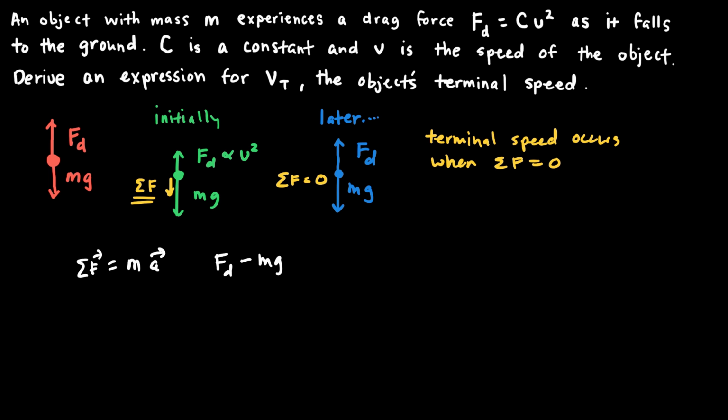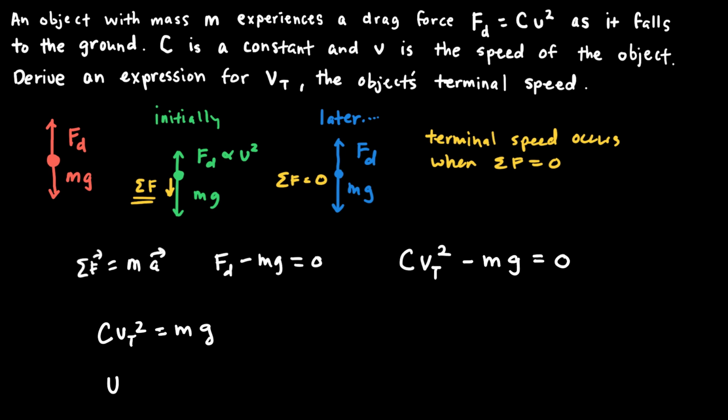Fd minus mg is equal to 0. And since I have written Newton's second law for the instance that the net force is equal to 0, I know that when I substitute in the expression for the drag force, C V squared, the speed that occurs when the net force is 0 is the terminal speed. So I'll write C Vt squared minus mg is equal to 0. And so if I add mg over to the other side, I have C Vt squared is equal to mg.